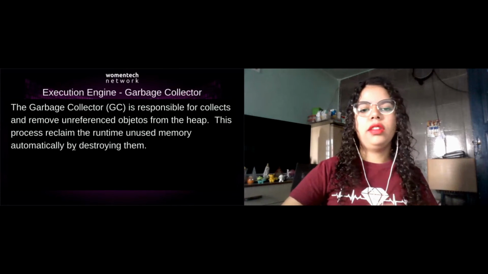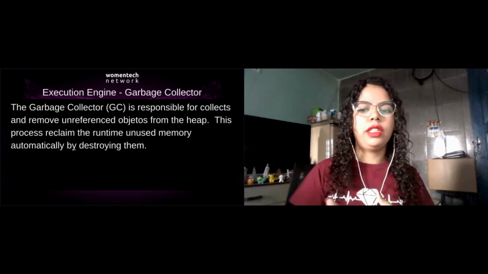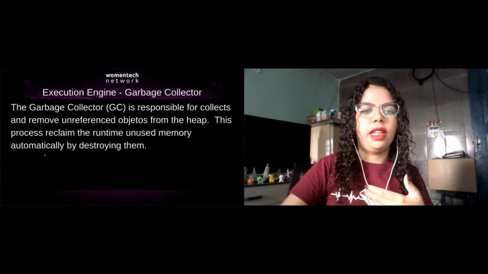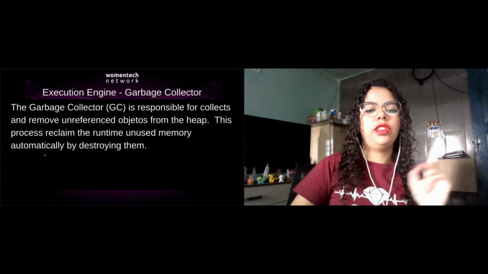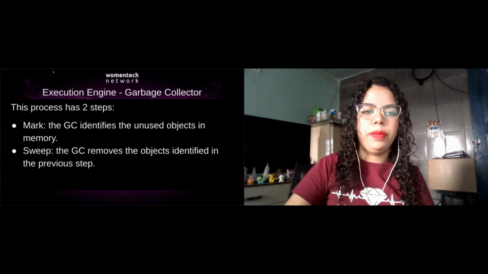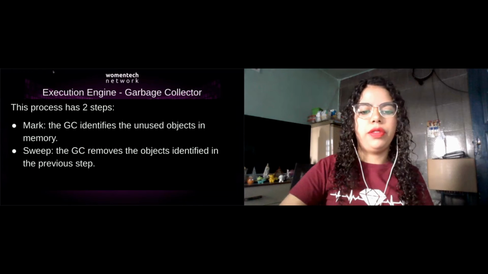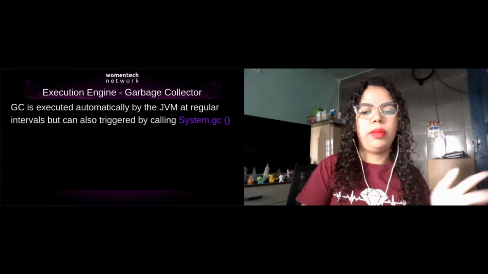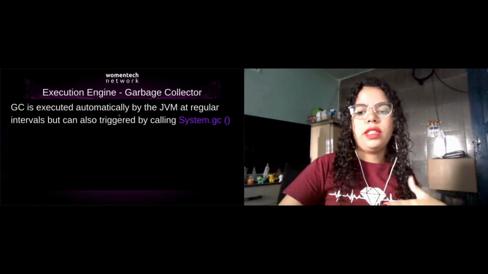And the garbage collector. The garbage collector is responsible for collecting and removing unreferenced objects from the heap memory. This process reclaims the runtime memory automatically. In the garbage collector, we have 2 steps. We have the mark and the sweep step. In the mark step, the garbage collector identifies the unused objects in the memory. And in the sweep step, the garbage collector removes the objects identified in the previous step. The garbage collector is executed automatically by the JVM at regular intervals, but you can also trigger it by calling System.gc.